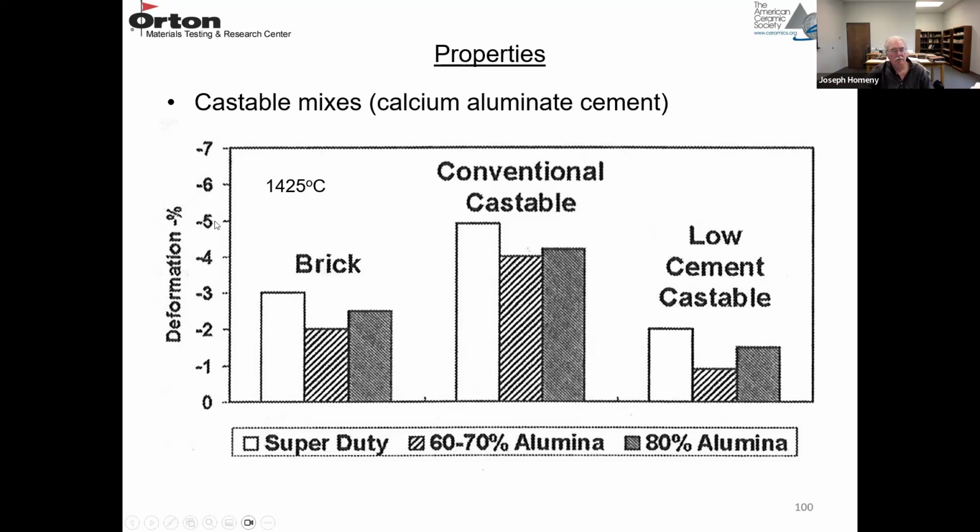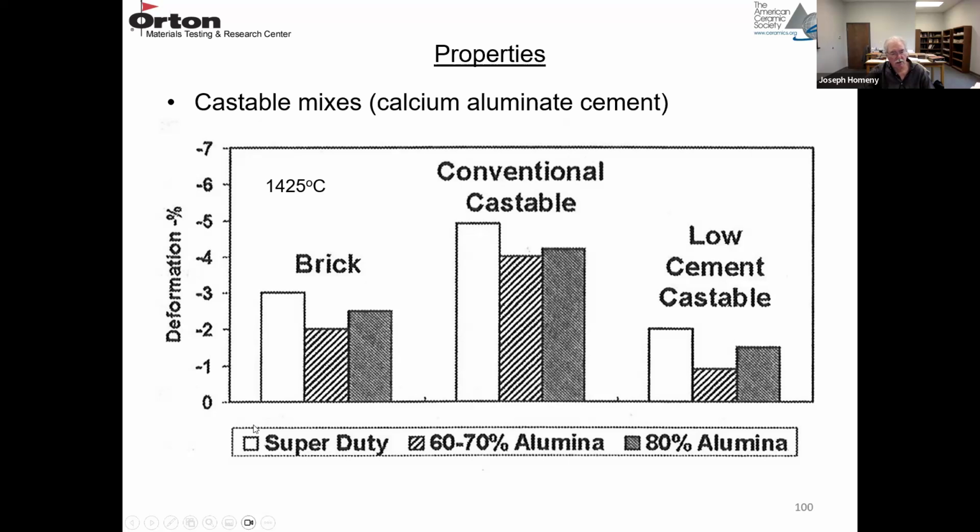So this is a comparison of different castable mixes for the creep. Deformation percent goes from 0 to 7. Here we have a conventional brick, a conventional high cement castable, and then a low cement castable. And these creep measurements were done at 1425 degrees C.